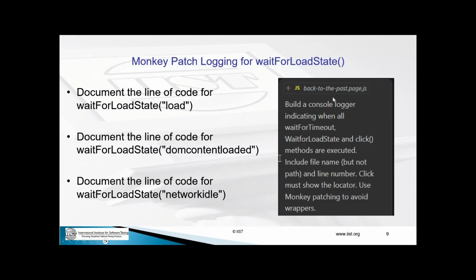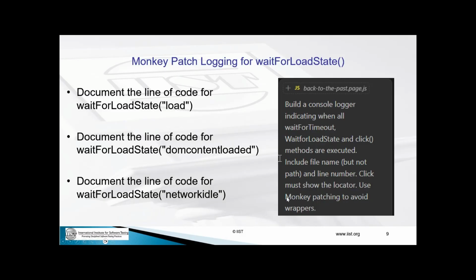You can ask the AI to go and build a console logger indicating when all of the wait for timeout and wait for log states and click methods, I added those in there, are being executed, what line number, and just go a little step further, when you do a click, I want to know what locator it was clicking on. Tell me that, because if the locator can't be found, I want to know how I'm going to be able to modify it and change it. That's something we addressed in our previous session last month. So do check that out.